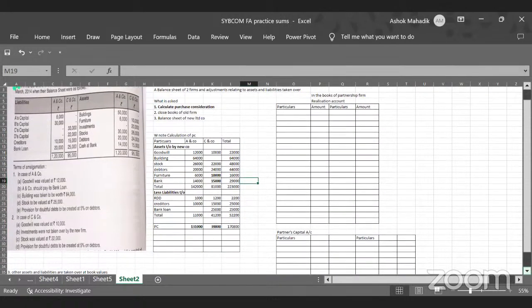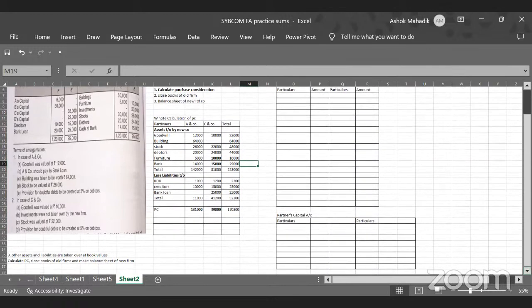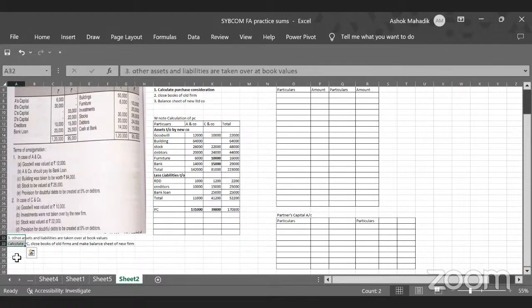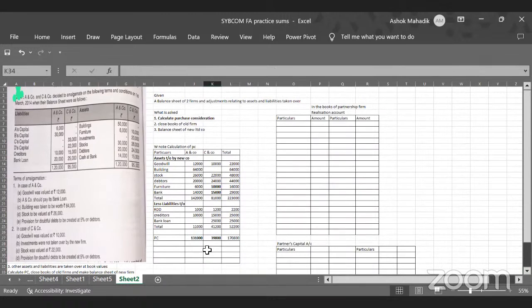Sometimes we'll find one sum is there just to calculate PC. It will be for 10 marks. You should be able to calculate PC. Now, the first part is done: calculate PC. Then second, close books of old firms.